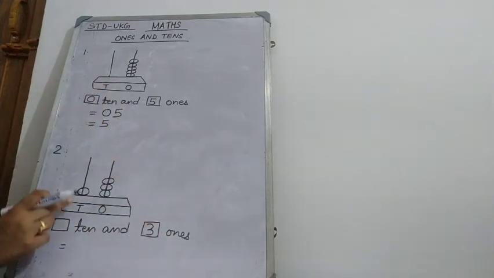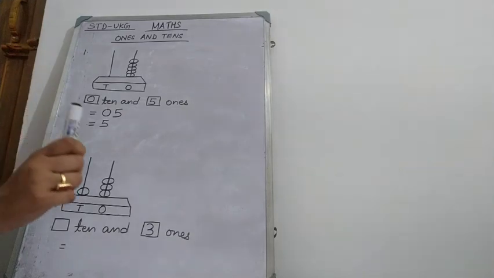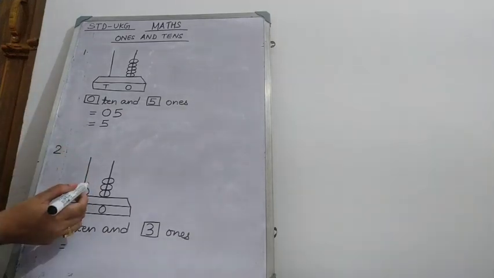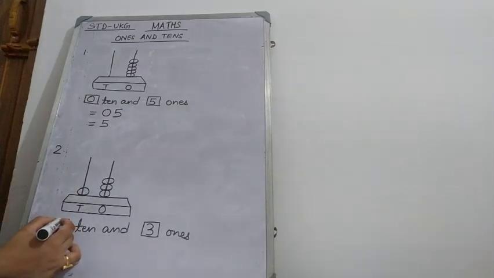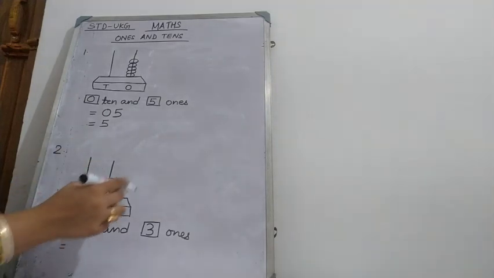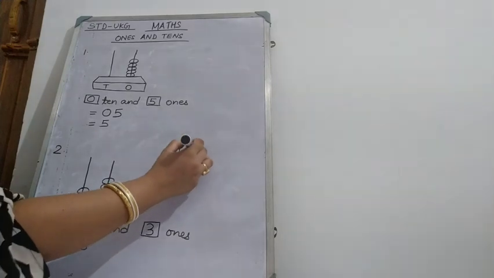Okay? Then see the tens line. How many beads can you see? Only one bead. So 1 ten. You will write here 1 ten. Okay? So from this abacus we have got the number 13. What we have got? We have got 13. 1 ten, 3 ones.